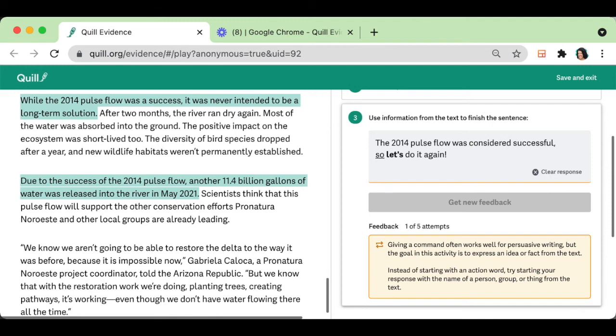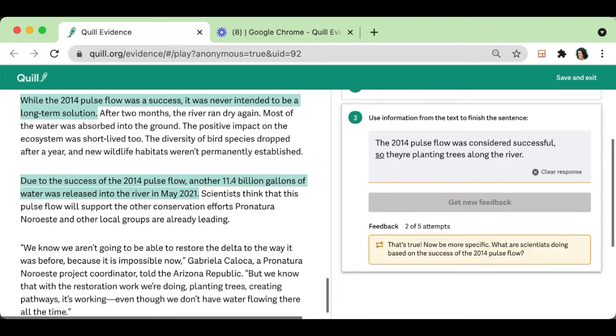So the student revisits the text, clears their response, and writes, "So they're planting trees along the river." They get the feedback. "That's true. Now be more specific. What are scientists doing based on the success of the 2014 pulse flow?"